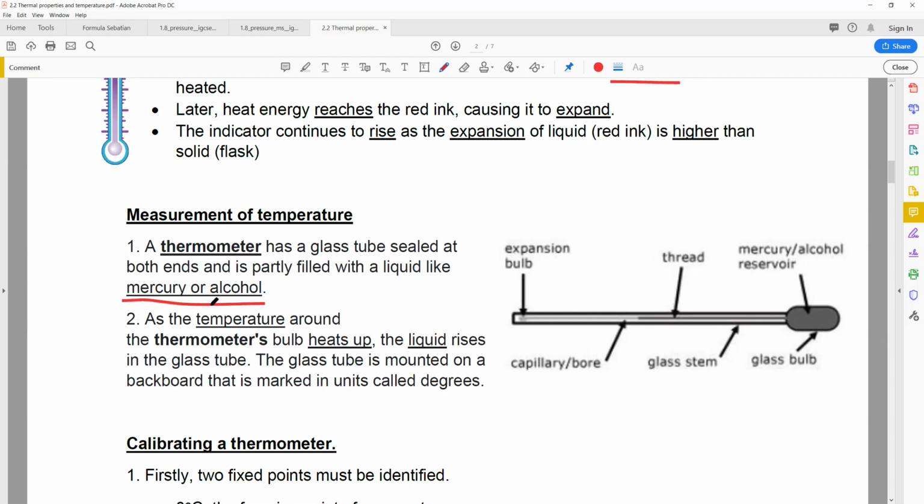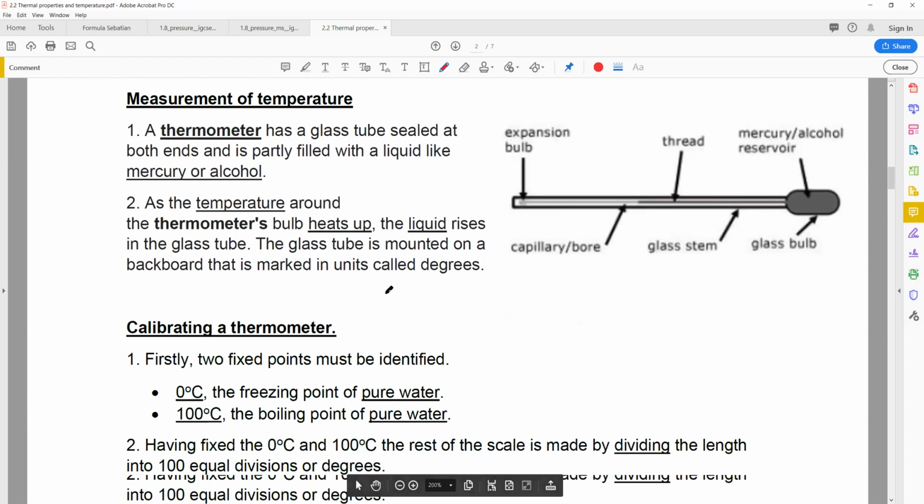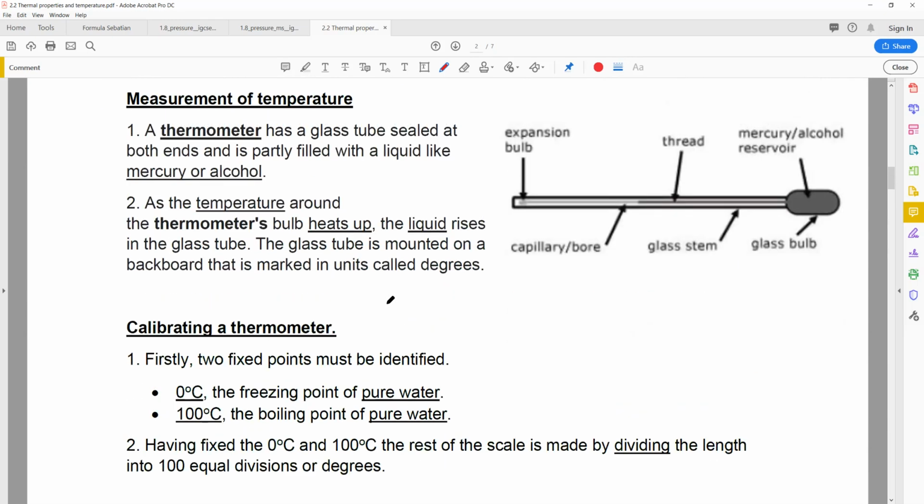Whereas the second statement here: as the temperature around the thermometer bulb heats up, the liquid rises in the glass tube. The glass tube is mounted on the backboard and it's marked with units called degrees. Basically, it's mounted here. Before you continue copying this, let me just explain this part here as well.